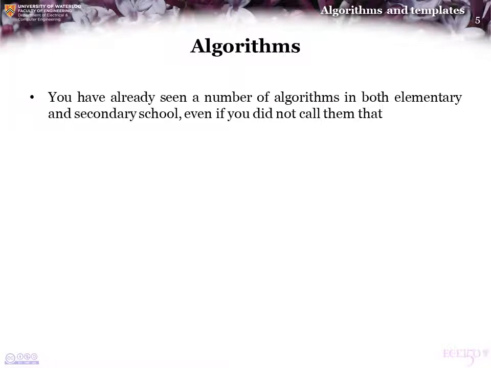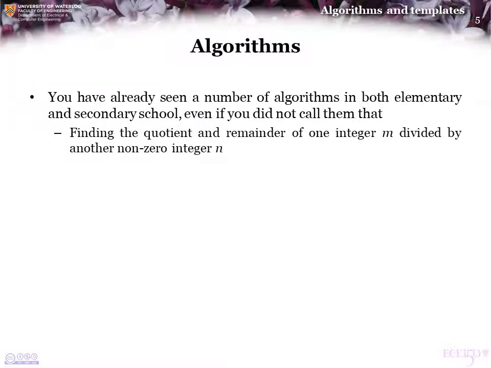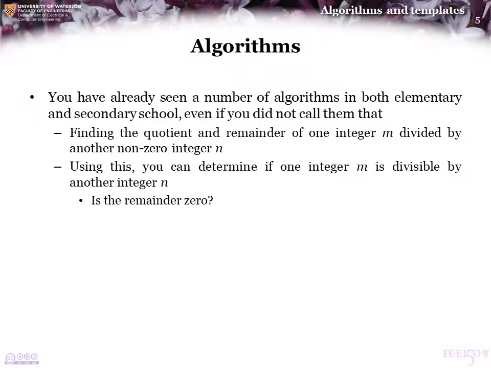Now, you've already seen a number of algorithms in both elementary and secondary school, even if you didn't call them that. For example, you saw that you can find the quotient and remainder of one integer divided by another by performing long division. You also, using this idea, could determine if one integer m is divisible by another integer n. How? By just seeing if the remainder was 0.